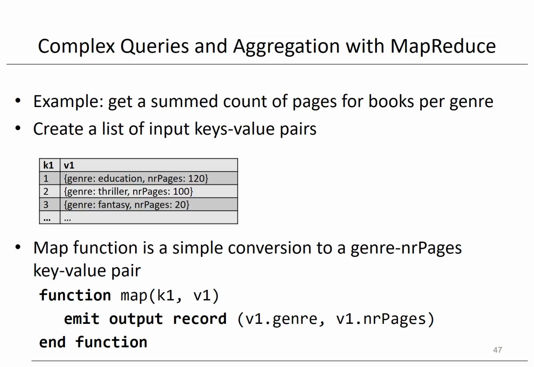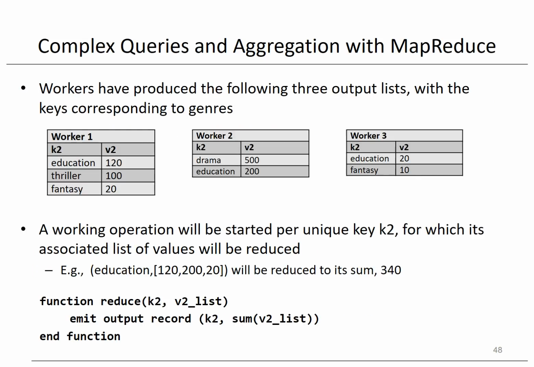Each worker will now start working on an input entry and will apply its map operation. Here, the map function is a simple conversion to a genre, number of pages, key value pair, as you can see illustrated. Our workers will hence have produced the 3 output lists shown here, with the keys now corresponding to genres.